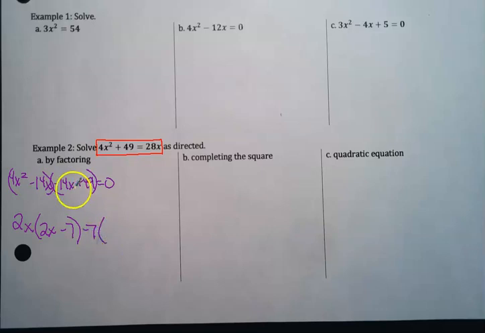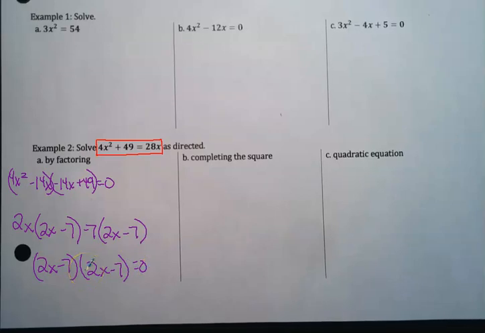And negative 14 divided by negative 7 is going to leave me with a positive 2x. 49 divided by negative 7 is going to leave me with a negative 7. So I have 2x minus 7 times 2x minus 7 equals 0. Nice that these are together, so I only have to solve one of them.